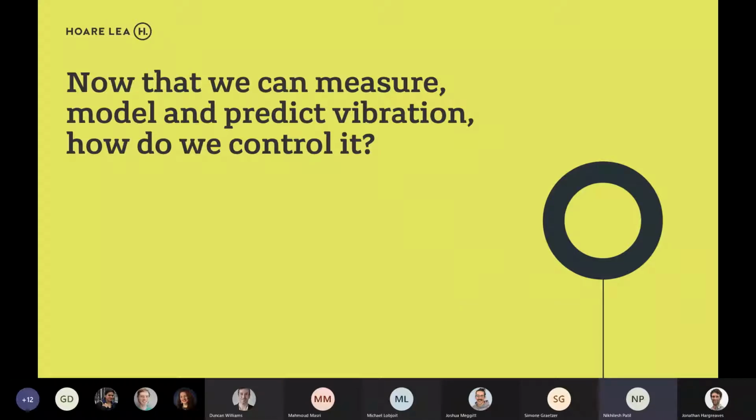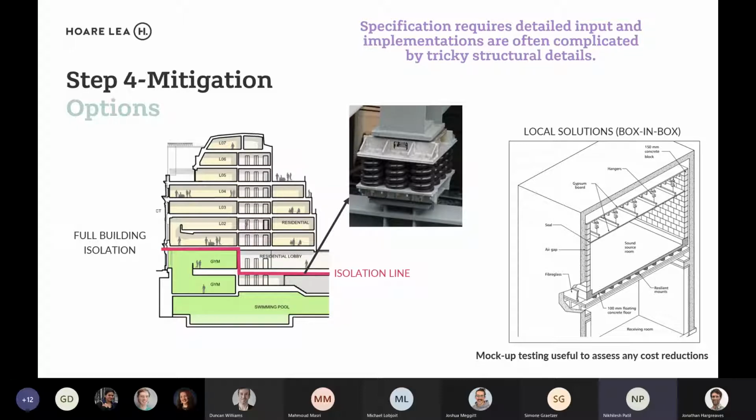Now that we can measure, model, and predict vibration, how do we control it? Because this is only half the story. We also need to control it, and to do that, we have a few options when it comes to vibration. Either you can isolate the whole building, which would mean essentially having a break at some point across the building. So you're taking a slice across the building, and within that slice, you're putting isolators. You would have huge, large spring or resilient bearing isolations, or you can have some sort of localized solutions.